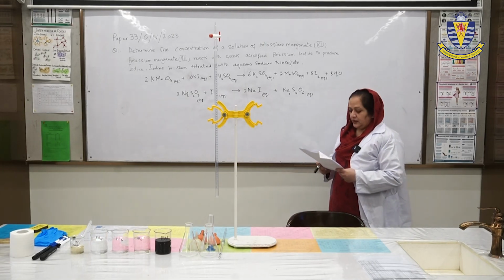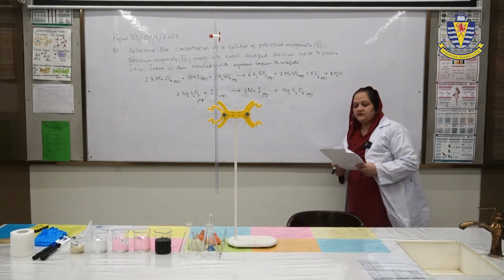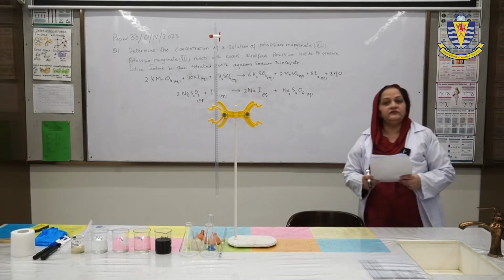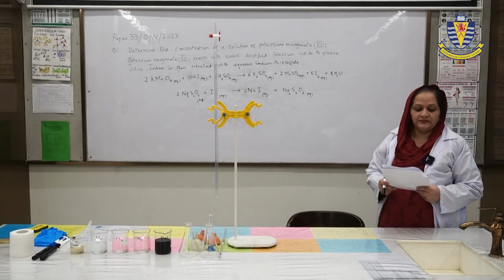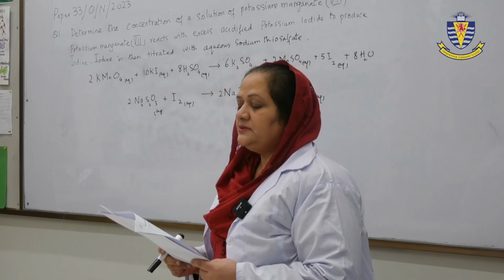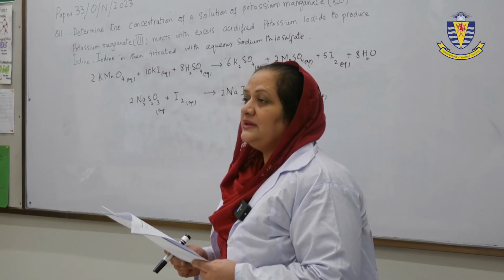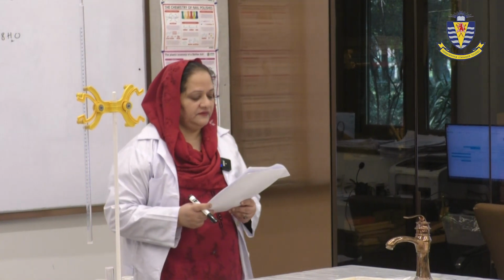2023. This is the experiment in which you are going to determine the concentration of a solution of potassium manganate(VII). Potassium manganate(VII) reacts with excess acidified potassium iodide to liberate iodine. The iodine is titrated with aqueous sodium thiosulfate.